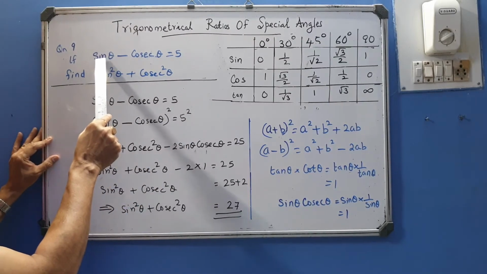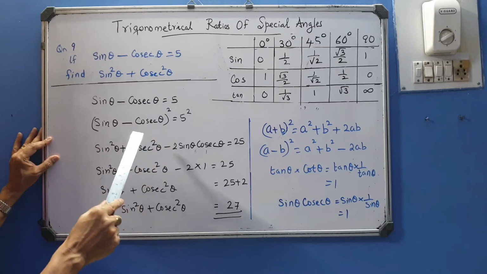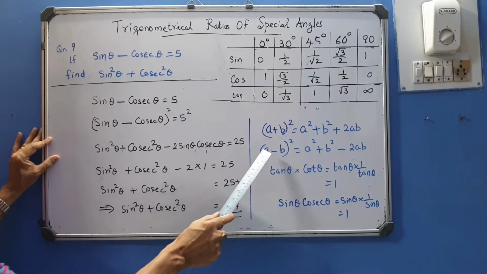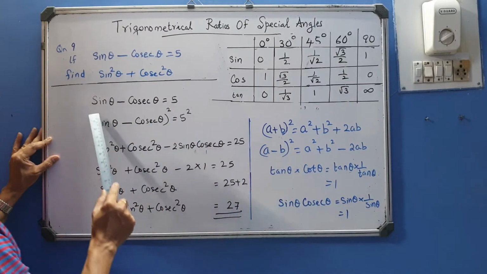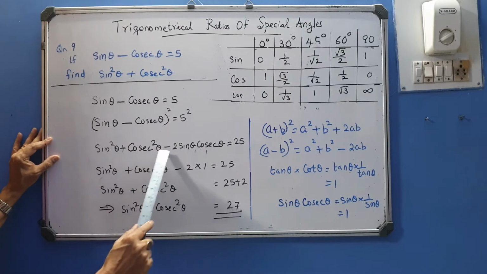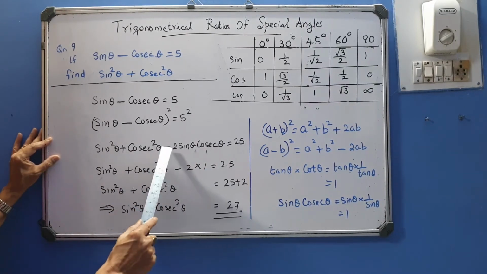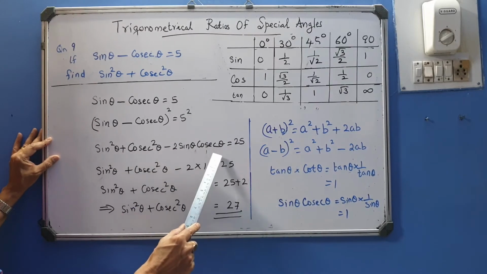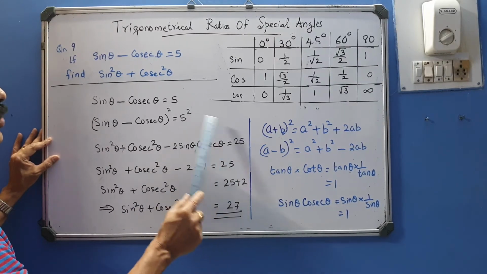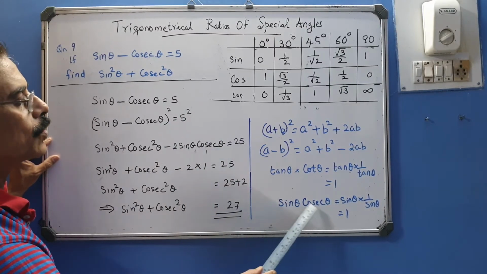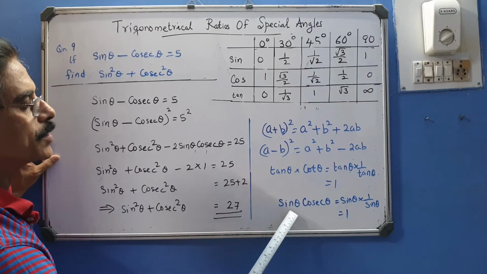What is given is sine theta minus cosec theta is 5. Square both sides. A minus b, the whole square formula apply. A squared plus b squared minus 2ab. That is sine square theta plus cosec square theta minus 2 into sine theta into cosec theta is 5 squared, is 25. Sine theta into cosec theta is 1 because cosec is the reciprocal of sine.